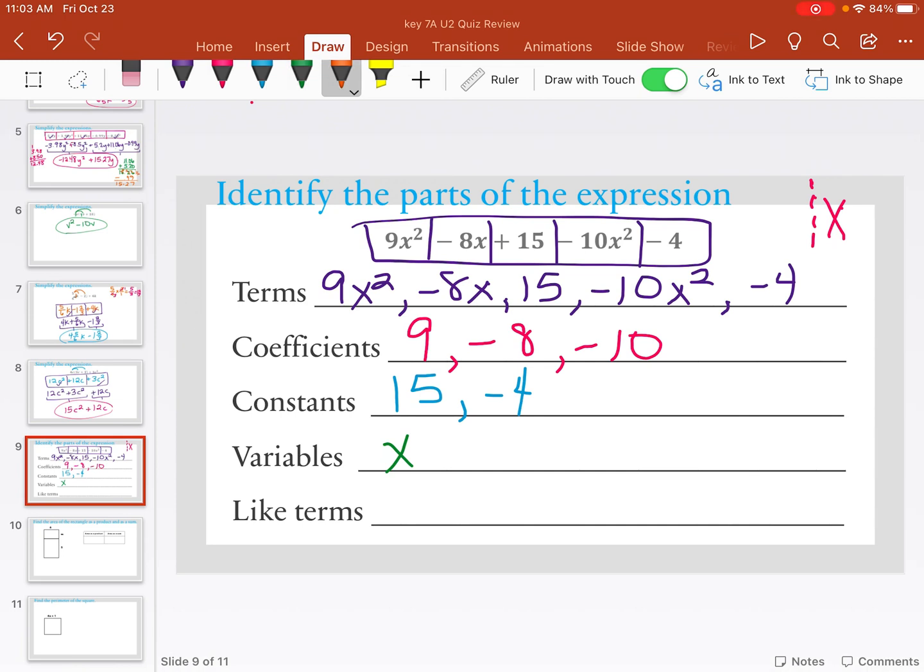And then finally our like terms, which I have, let's see, I have a 9x squared and a negative 10x squared. There's a set of like terms. And then also constants. Remember, constants are like terms. So 15 and negative 4. So I have 2 sets of like terms there.